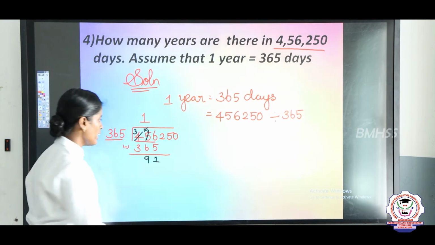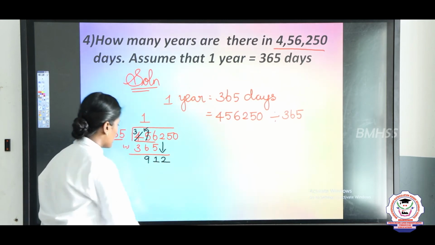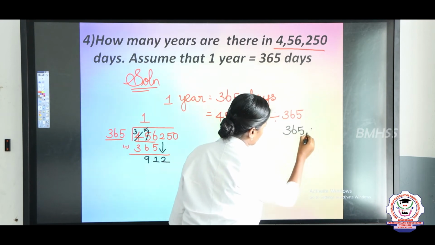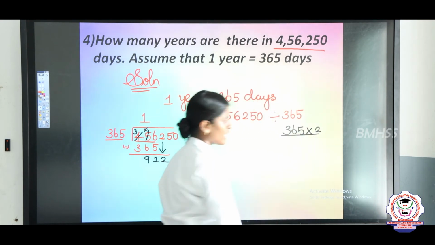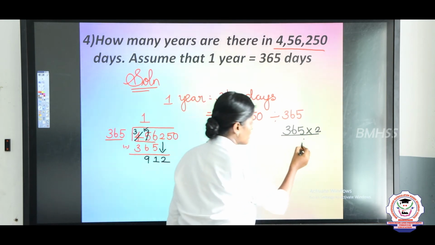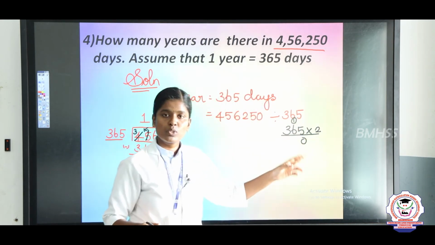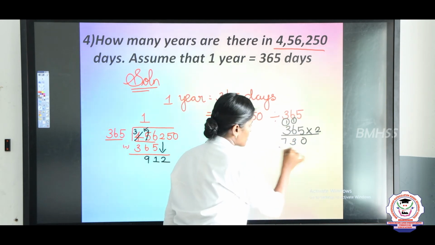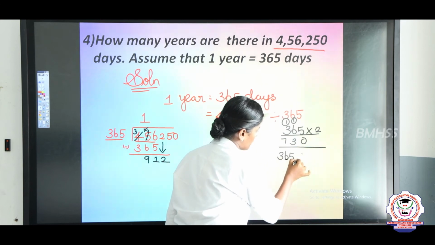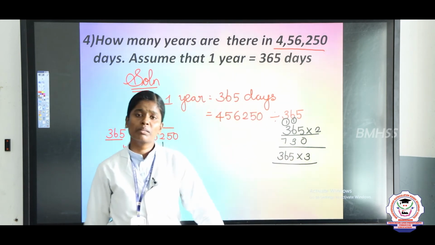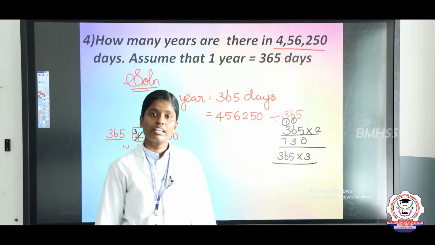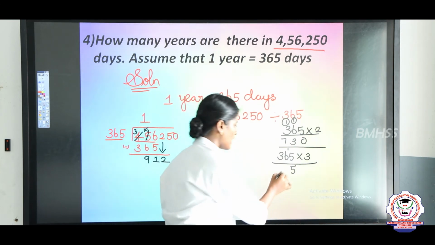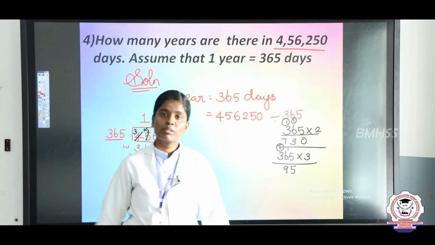Next, I'll bring down the next number 2. Now take 365 multiplied by 2. What is the answer? 2 5s are 10, 0 carry 1. 2 6s are 12 plus 1 is 13, carry 1. 2 3s are 6 plus 1 is 7. Next I'll take 365 multiplied by 3. 3 5s are 15, carry 1. 3 6s are 18 plus 1 is 19, carry 1. 3 3s are 9 plus 1 is 10.